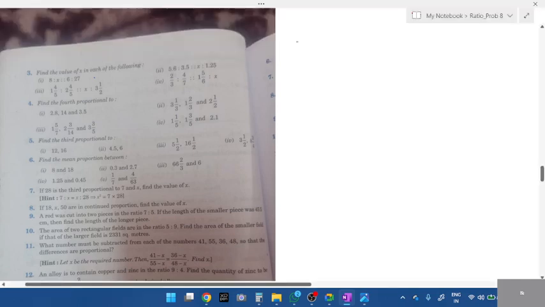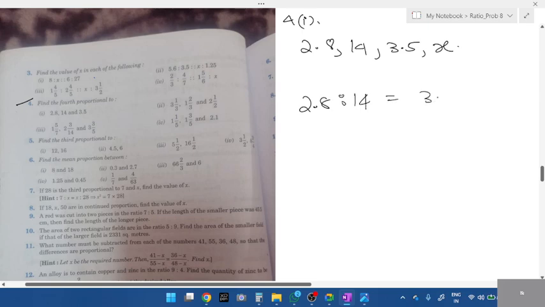Look at the fourth main. Which proportion we need to find? Total proportion should have how many values, students? Proportion should have 4 values, but how many values are there? In the fourth main, first one, 3. If you want to find the fourth proportion, what do we take the fourth proportion as? X. 2.8 is to 14 is equal to what? 3.5 is to x. Use product of mean is equals to product of extreme.